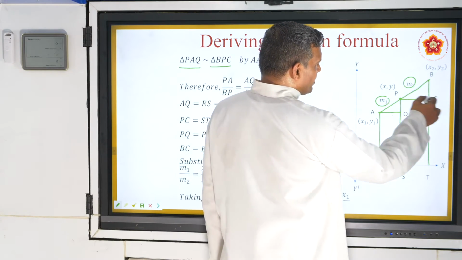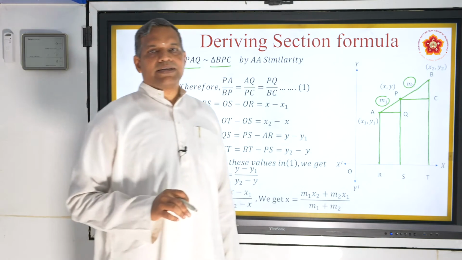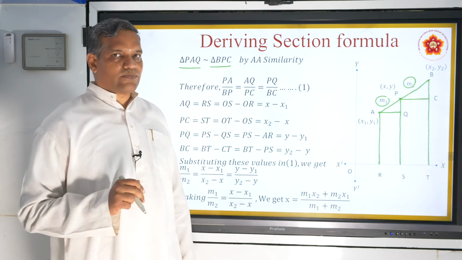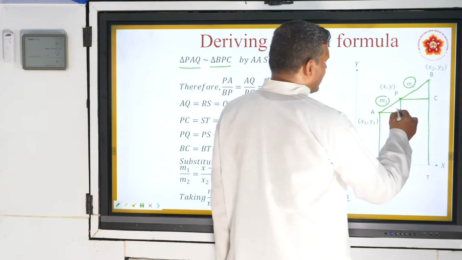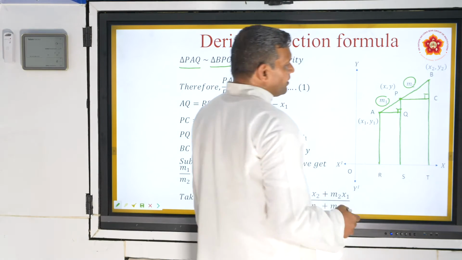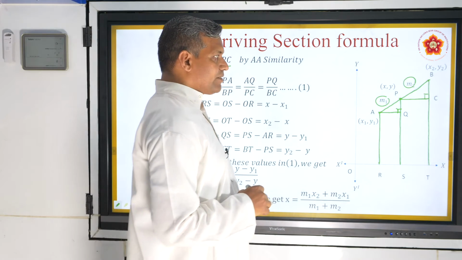PAQ and BPC are the two triangles. Can you tell the similarity here? That is, a set of two angles should be equal. Of course one is 90 degrees, that is angle Q is equal to angle C, 90 degrees. And then what will happen? Yes, you are saying correct.